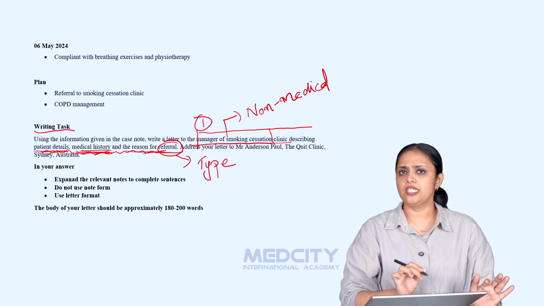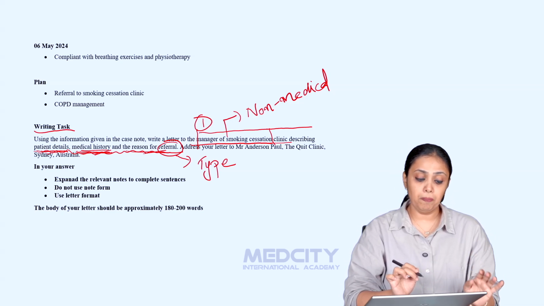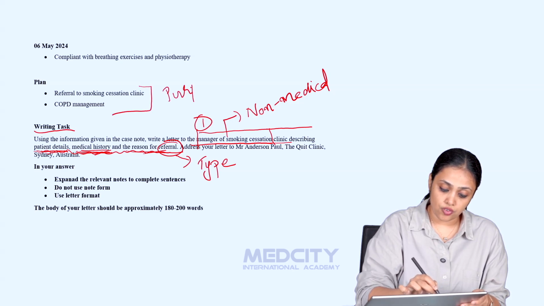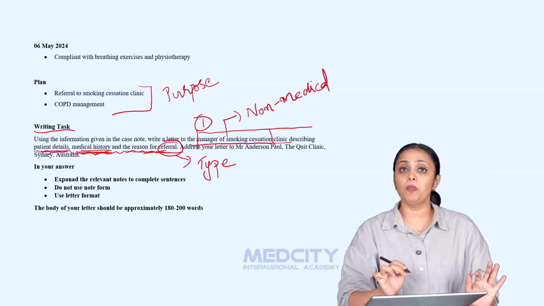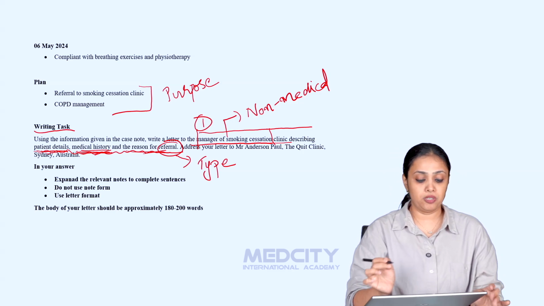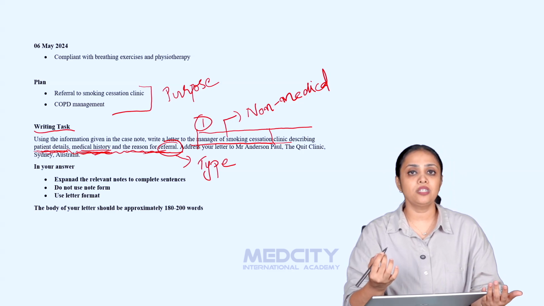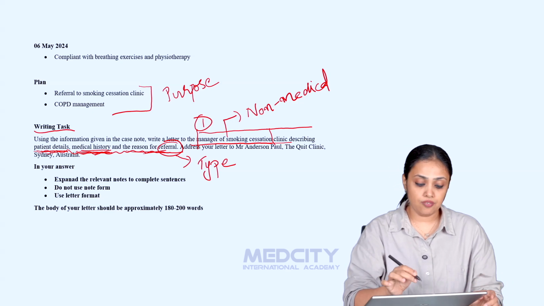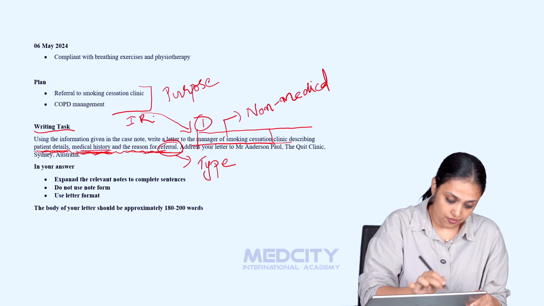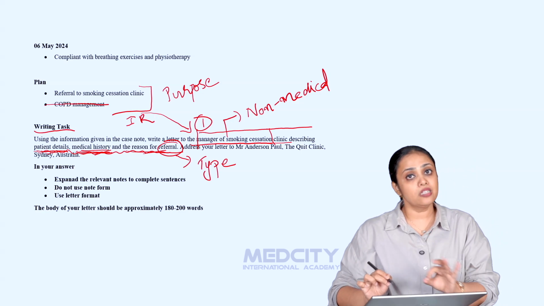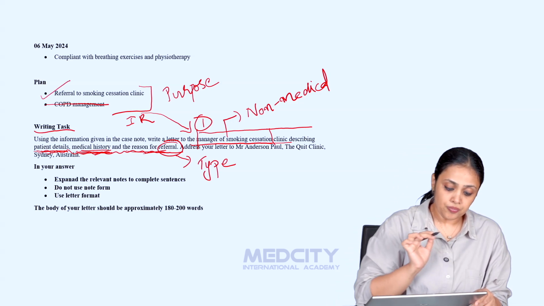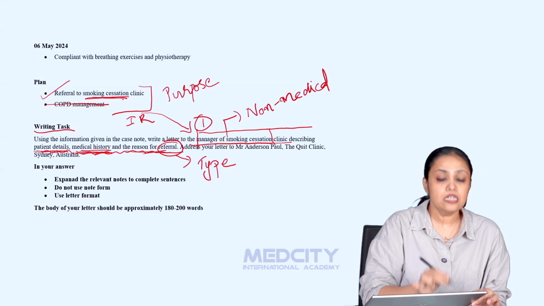Now after reading the writing task, the next part that we look at is the plan. From the plan we get a better understanding of the purpose of writing the letter or the reason for writing the letter. Here 2 points are given in the plan. One is referral to smoking cessation clinic and the other one is COPD management. Of course we understand that COPD management is irrelevant to the manager of smoking cessation clinic. So this is not our concern for this letter. So the reason why we are writing the letter is for smoking cessation.